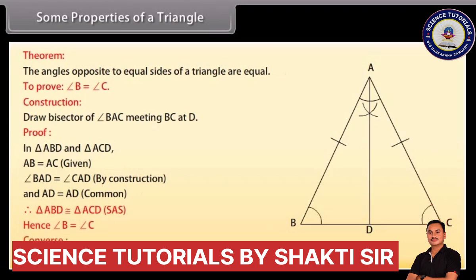The converse of the above theorem is also true, which says that the sides opposite to equal angles of a triangle are equal.